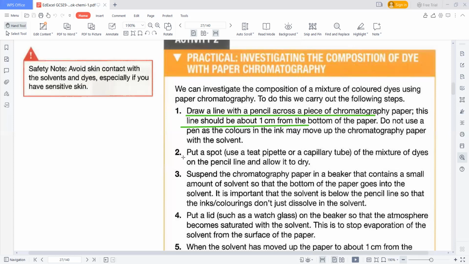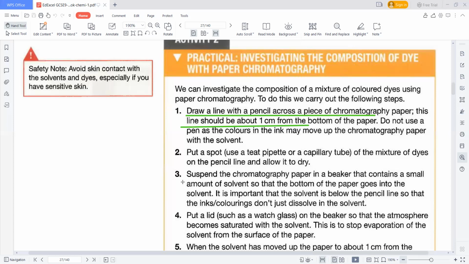Next one is to put a spot. You can use a pipette or capillary tube to apply the mixture of dyes. You could place one spot, or you could place two spots. Why? Because we are performing this to see how they get separated. So use that liquid mixture and put some spots right on the pencil line. Why? Because the pencil line is going to act as a standard. You are going to measure the distance traveled right from that pencil line to the final point where it reaches its final destination.